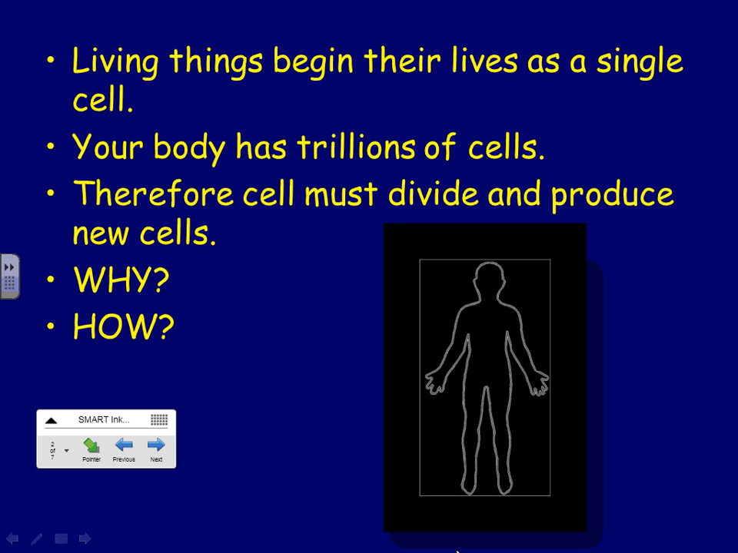So living things begin their lives as single cells. Your body has trillions of cells. Well, how do you get from single cell to trillions of cells? You must have cellular division in some way. There must be a dividing of the cells.